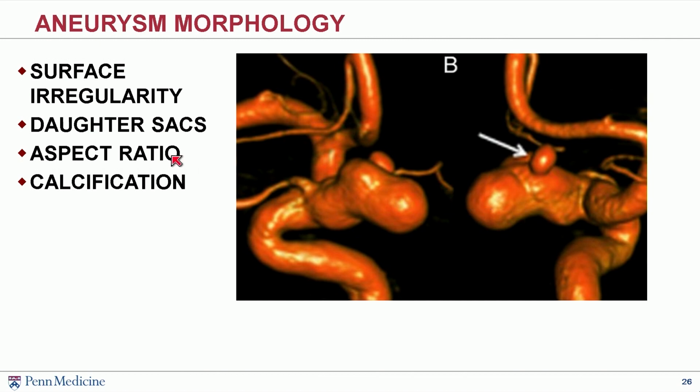Something called aspect ratio: an aneurysm that looks more like a sock, which is longer, has a higher risk of bursting than an aneurysm that is rounded or does not have that much depth to it. And similarly, calcification is important, whether or not there's a lot of calcium in the wall, in terms of deciding the method of treatment.